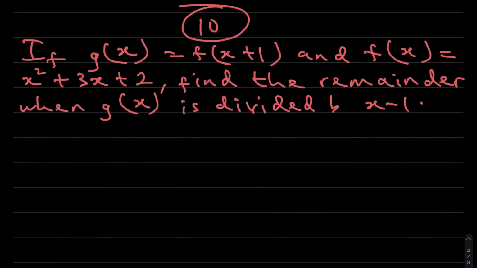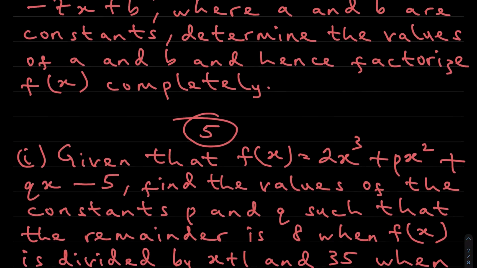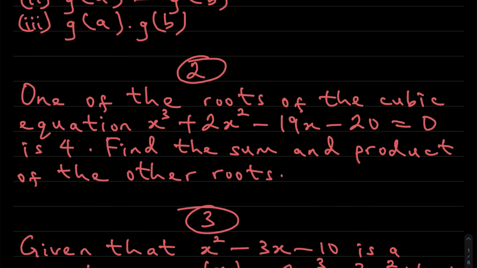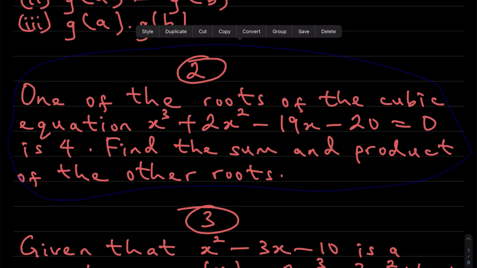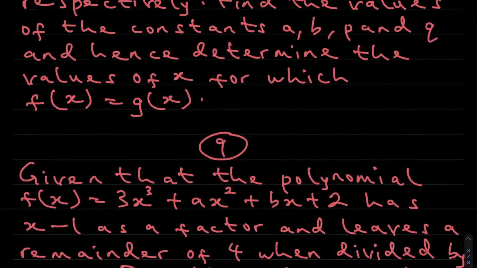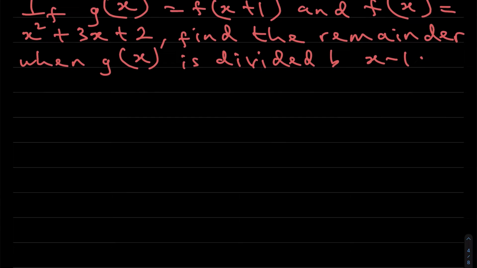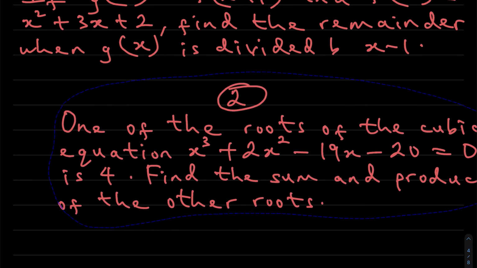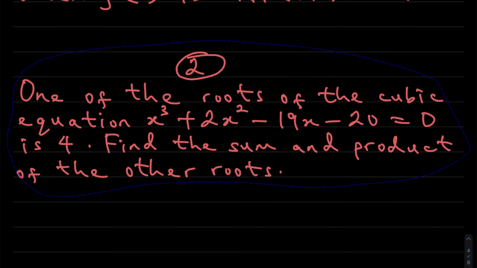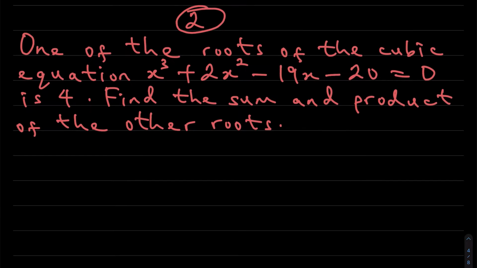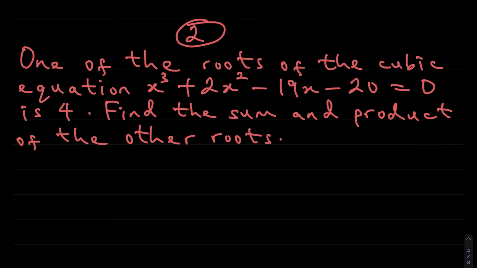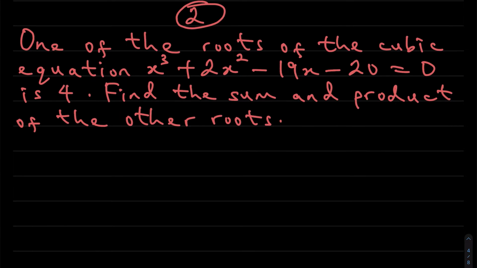I'm going to copy the question and paste it down. Number 2. Now let's paste it where we're going to solve it. Now let's go ahead and solve that. One of the roots of the cubic equation x cubed plus 2x squared minus 19x minus 20 equals 0 is 4. Find the sum and product of the other roots.